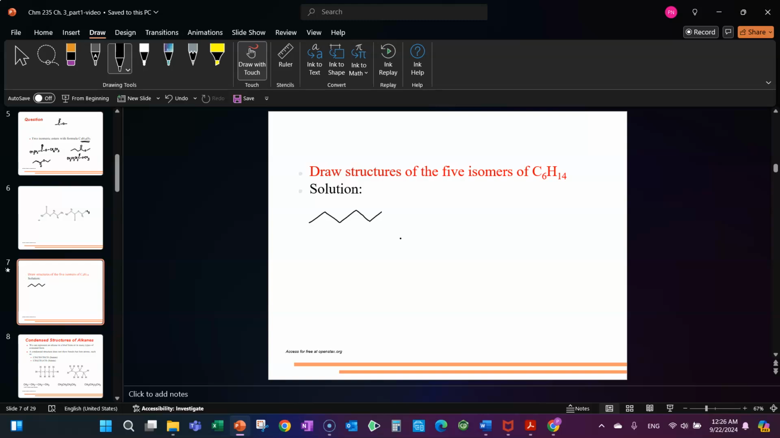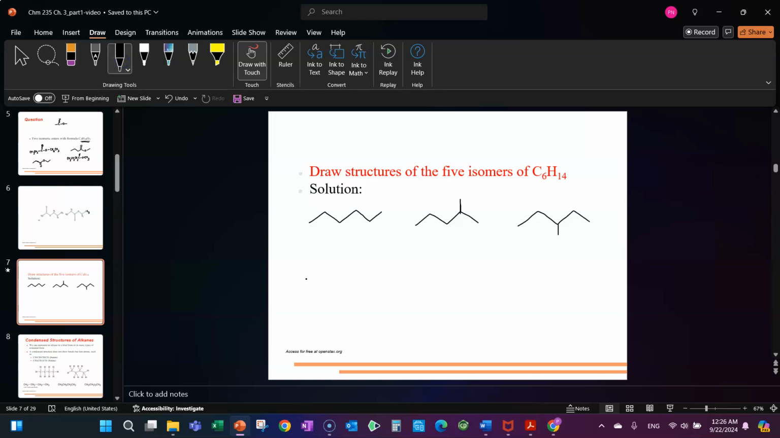That's 1. And then maybe we'll keep 5 on one chain, and we can draw one of them as a branch. Or you can move the branch to the middle carbon atom here. You can also have this one. I'll redraw that one more time.